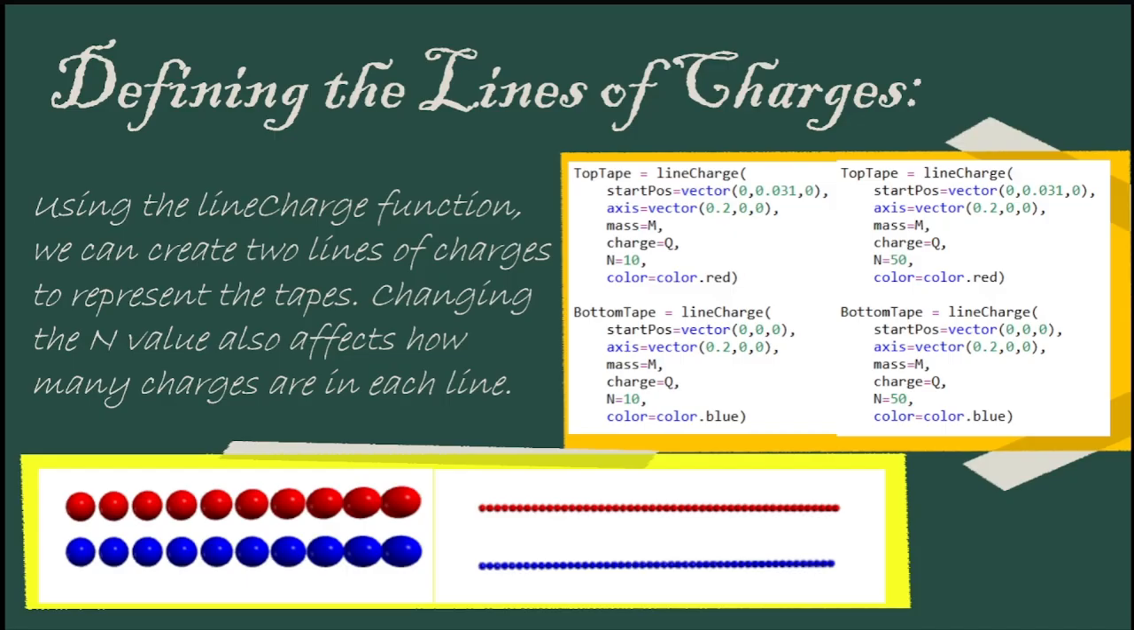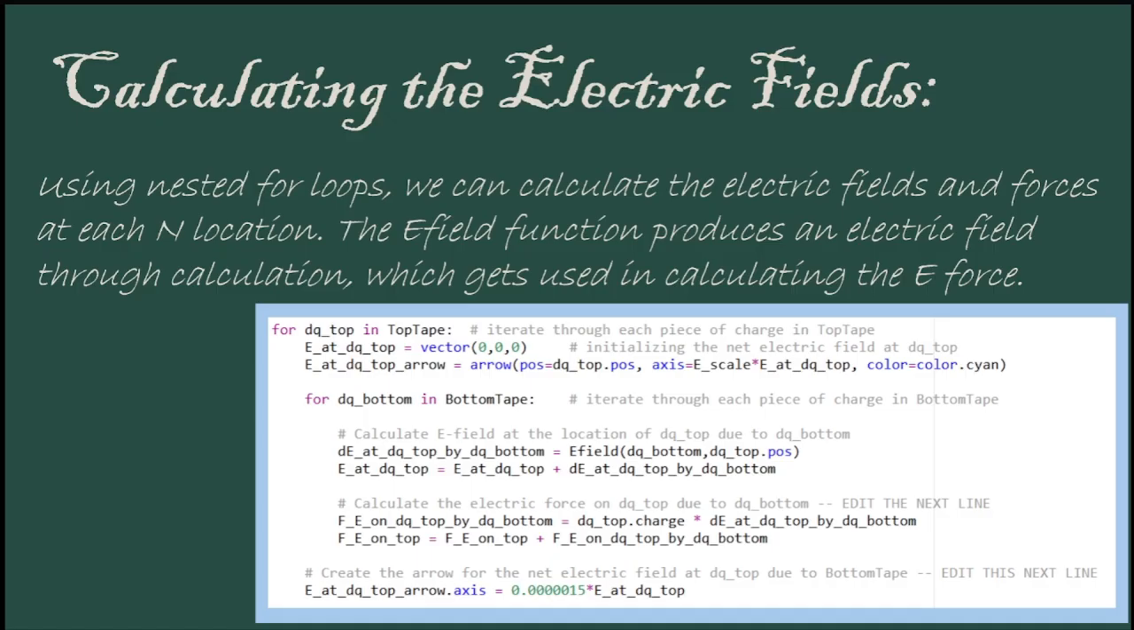Defining the lines of charges. Using the line charge function, we can create two lines of charges to represent the tapes. Changing the n value also affects how many charges are in each line. Calculating the electric fields. Using nested for loops, we can calculate the electric fields and forces at each n location. The E-field function produces an electric field through calculation, which gets used in calculating the E-force.